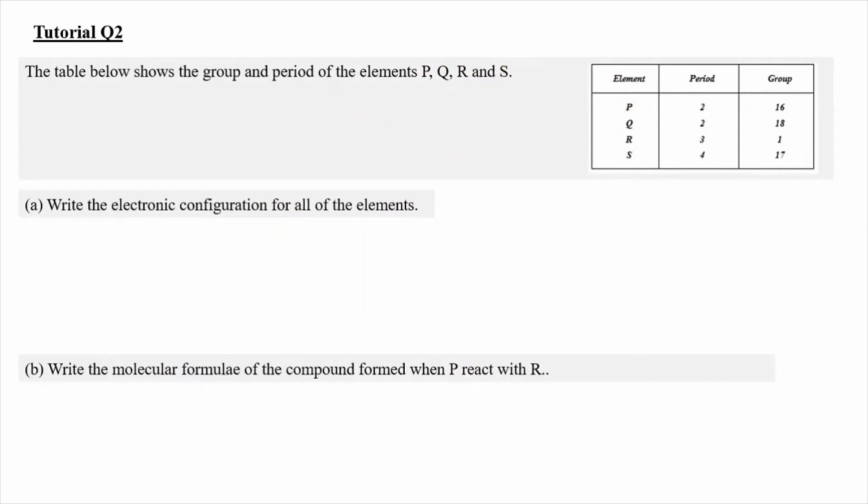For tutorial question 2, the table below shows the group and period of elements P, Q, R, and S. For question A, we need to write the electronic configuration of all the elements. For element P, it is located in period 2, so logically the highest principal quantum number should be 2. If you write the electronic configuration, you do 1s2, 2s2, and because it is in group 16, you need to continue to 2p4.